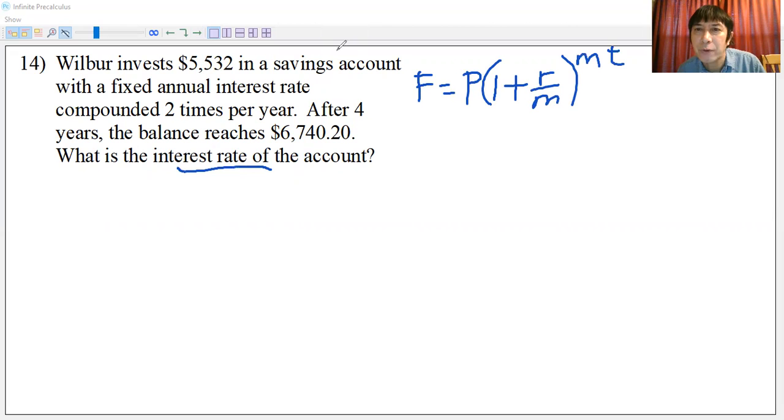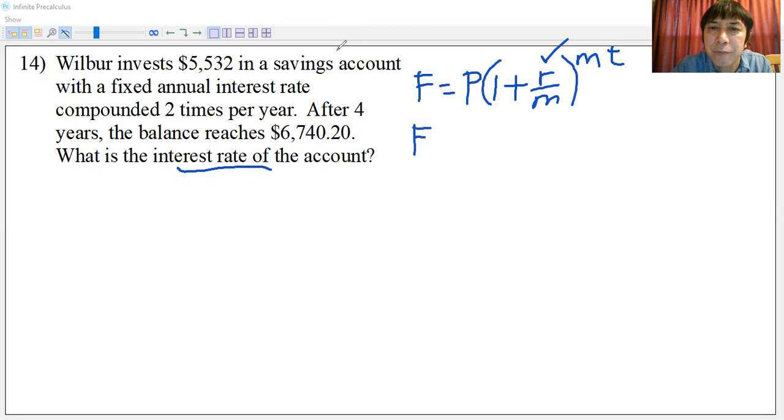Okay, so we're looking for R. All right, so we have to solve for that R. We can divide. The plan goes like this: we divide by P, and then we will have F over P. And then we apply probably logarithms, or exponentiation. All right, so let's get the R over there. So we shall divide by P first.